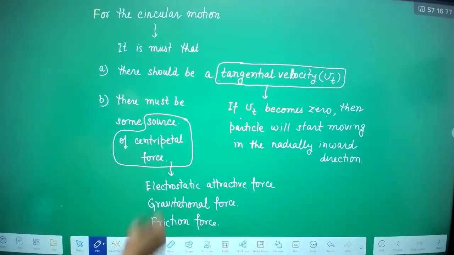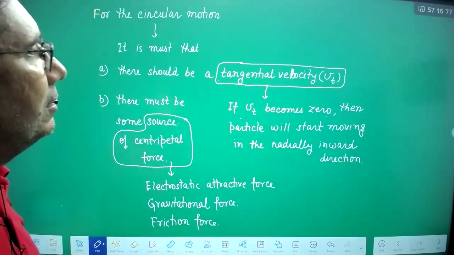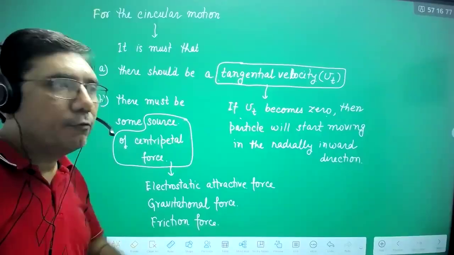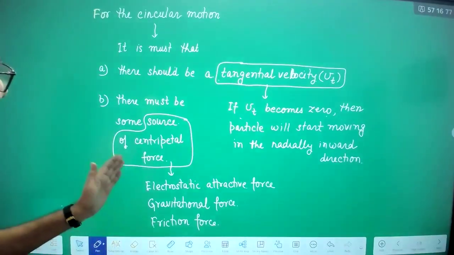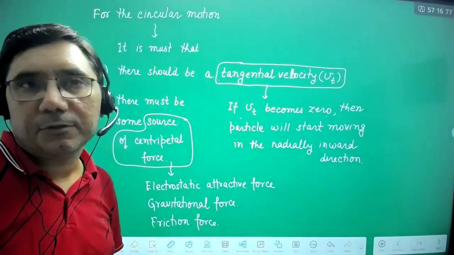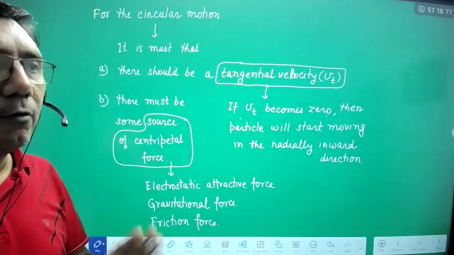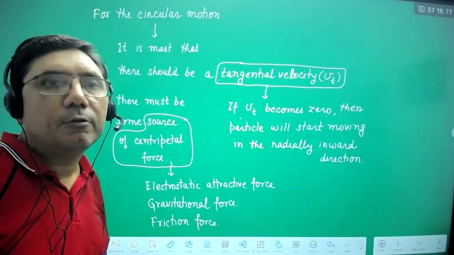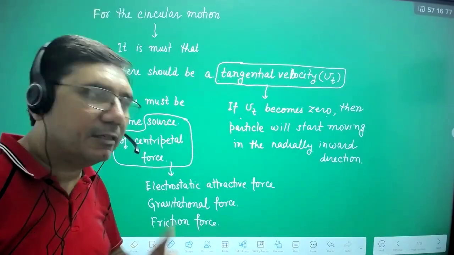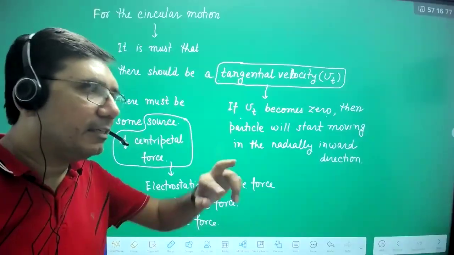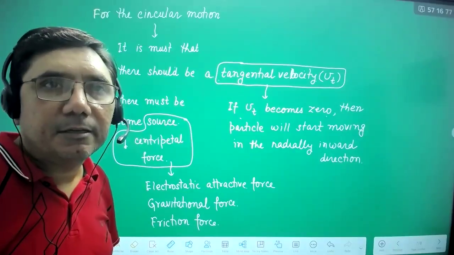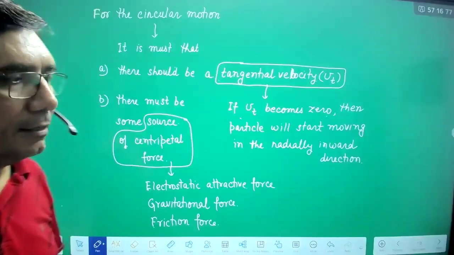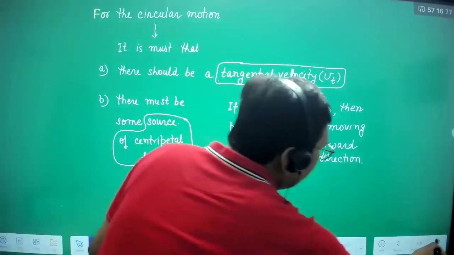Now for circular motion, two things are important. One, there should be tangential velocity if you want circular motion. And second, there should be a source of centripetal force. These two things are a must. If you want circular motion, it may be any type, uniform circular motion or non-uniform circular motion, but these components are a must. Some additional acceleration may be there, but this is a must. Okay, centripetal acceleration. One more thing I want to tell you here.